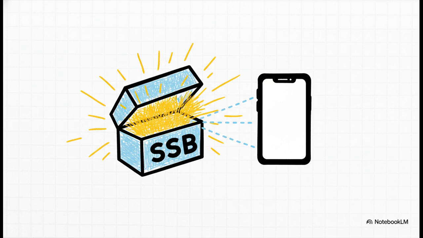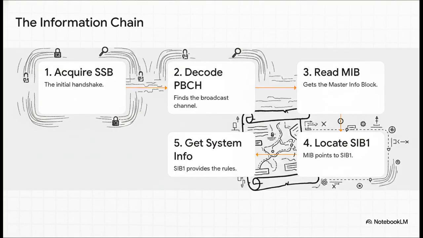So let's recap. The beam sweeps out, your phone catches an SSB, and that digital handshake is complete. The phone has synchronized its timing with the network. Now, it needs to read the instructions that are hidden inside. It needs the rulebook. It's this really elegant step-by-step process. The phone decodes a channel inside that SSB to find something called the Master Information Block, or MIB. Now, the MIB itself isn't the final prize.